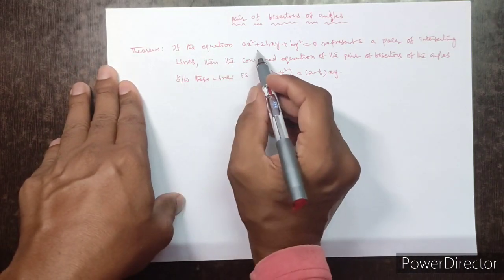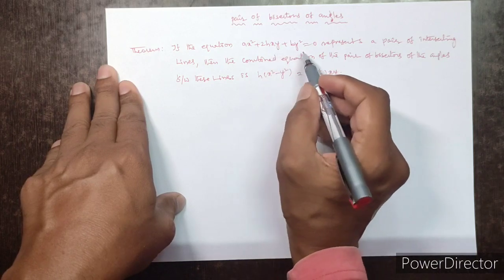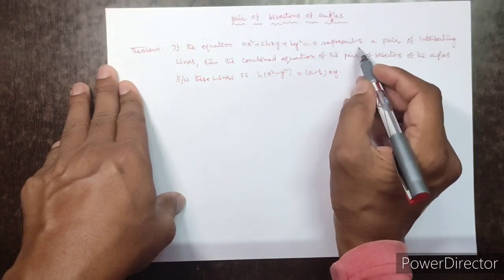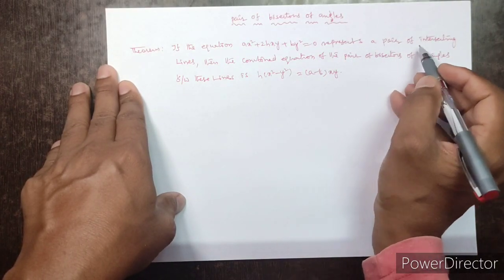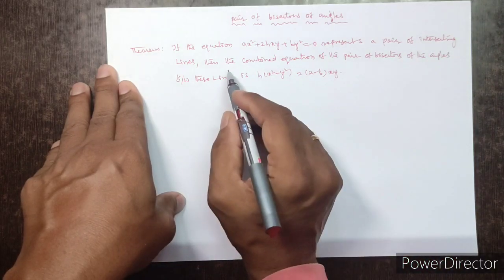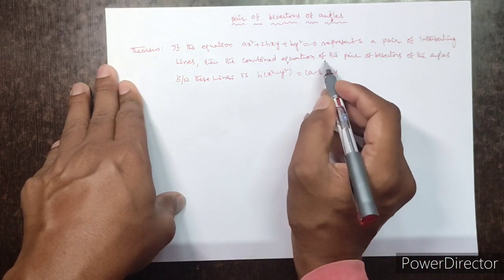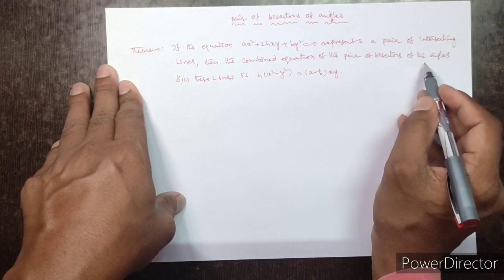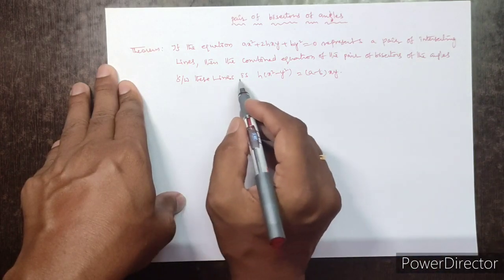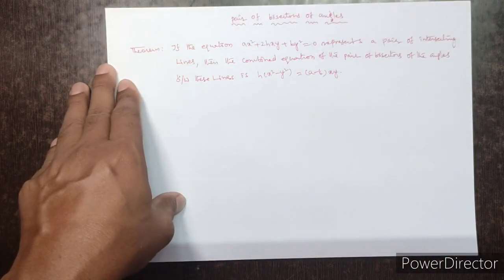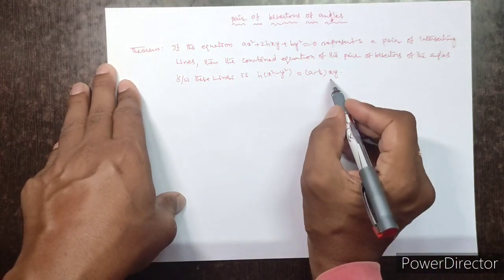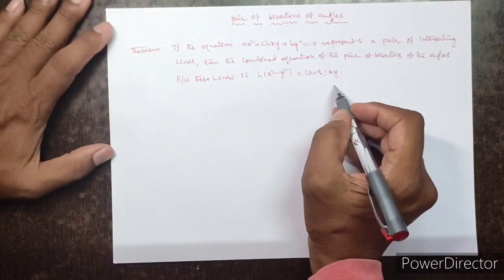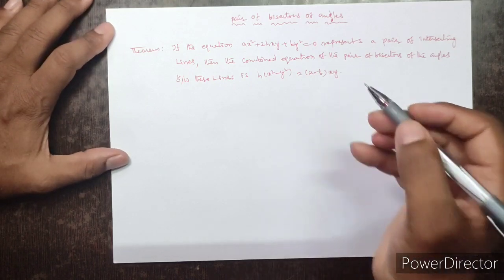If the equation ax square plus 2hxy plus by square equal to 0 represents a pair of intersecting lines, then the combined equation of the pair of bisectors of the angles between these lines is h of x square minus y square equal to a minus b of xy.